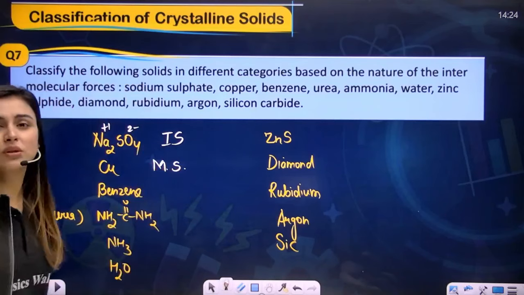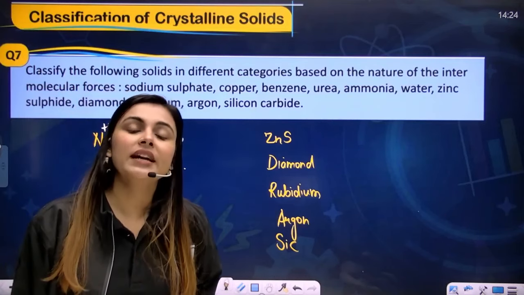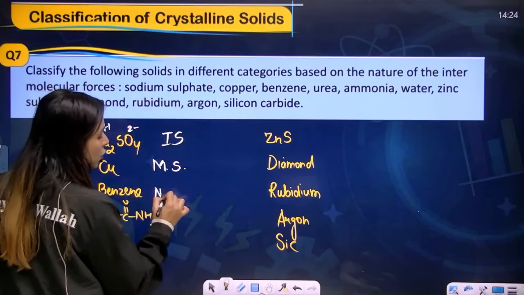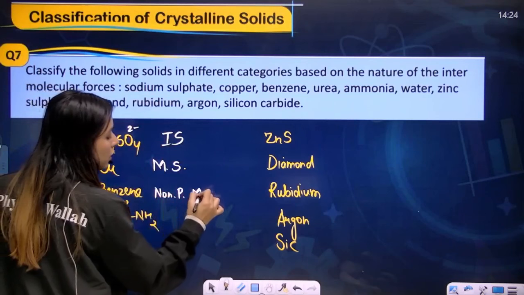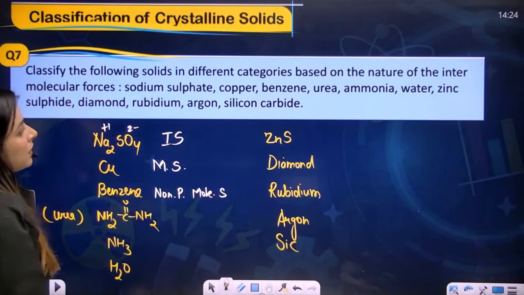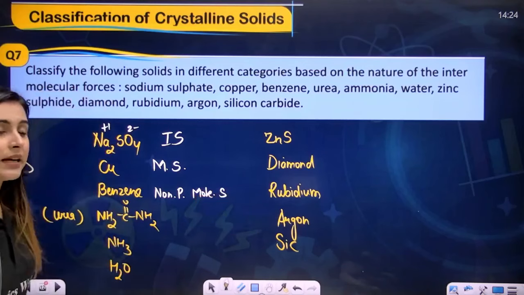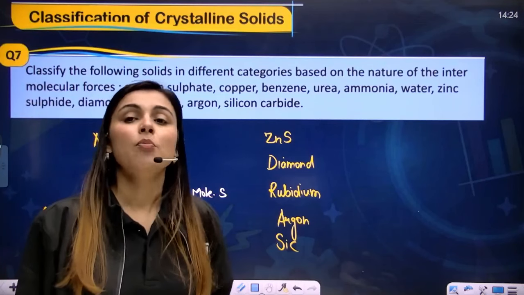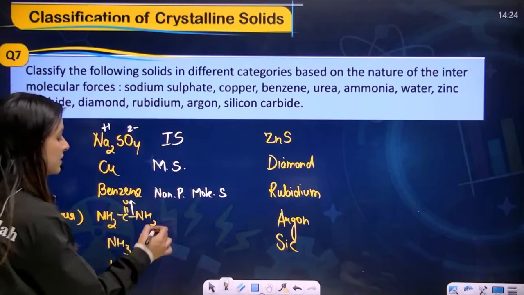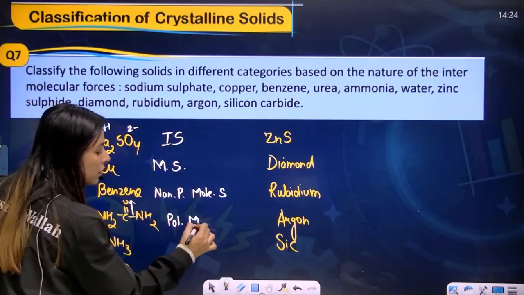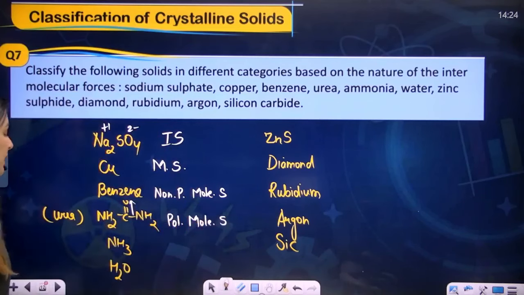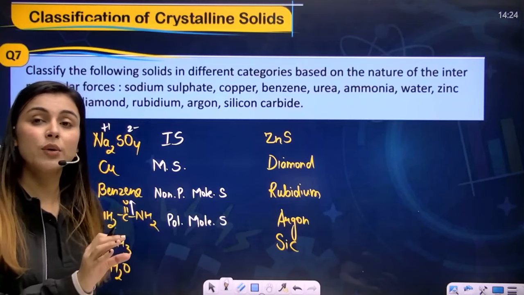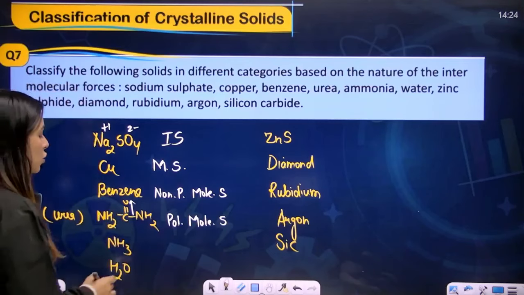Next is benzene, my dear students. Benzene is a molecular solid, and that too a non-polar molecular solid. Next is urea. Now, my dear students, if you see here, urea has a dipole present. So it is a molecular solid, but it is a polar molecular solid. Let's talk about NH3. Now, in NH3, nitrogen is bonded to hydrogen. That is, hydrogen is bonded to an electronegative element, nitrogen. So here you will have hydrogen bonding.